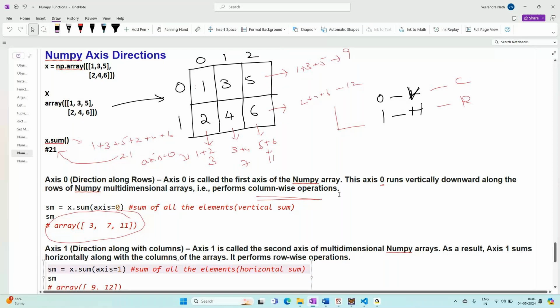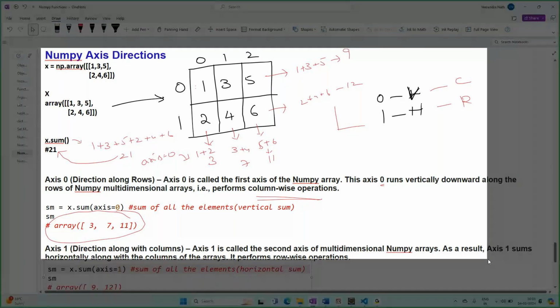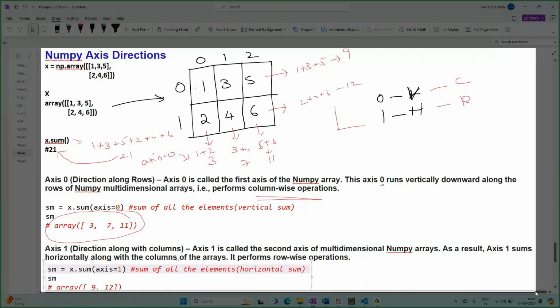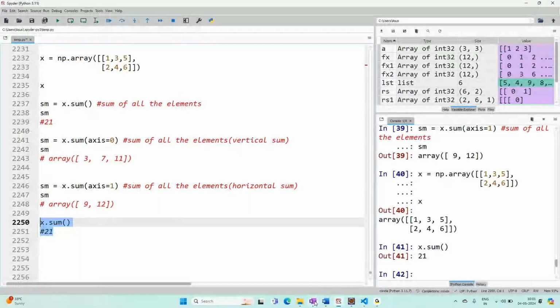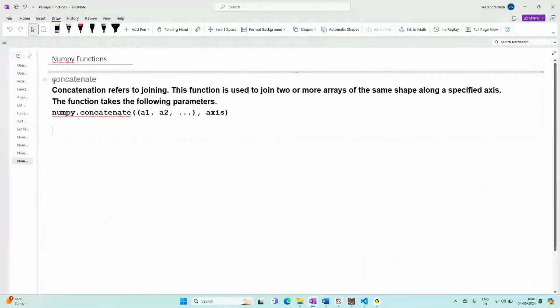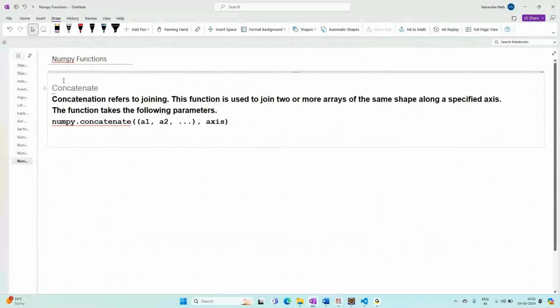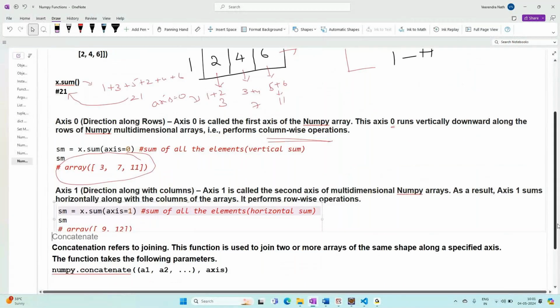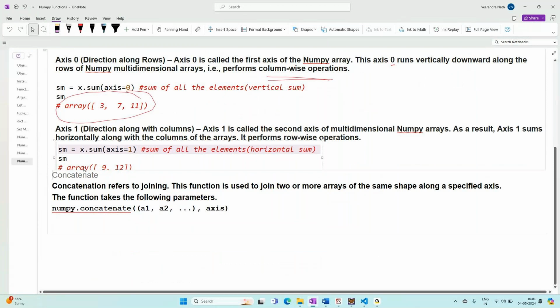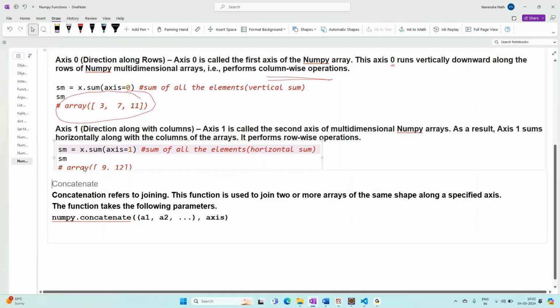Okay. So this one again, I want to put it over here once again so that you can have some idea. Again, in today's session I want to put that also. Now why we are talking about axis again is that concatenation also takes place with the help of the axis.